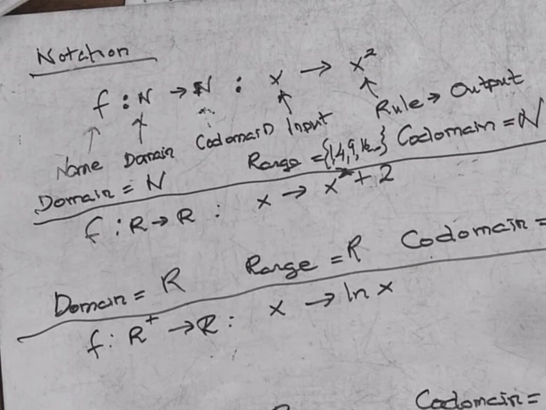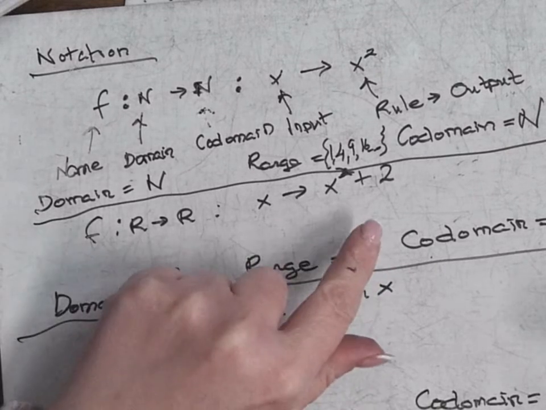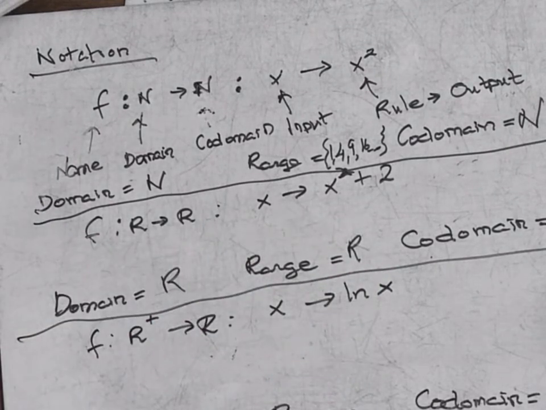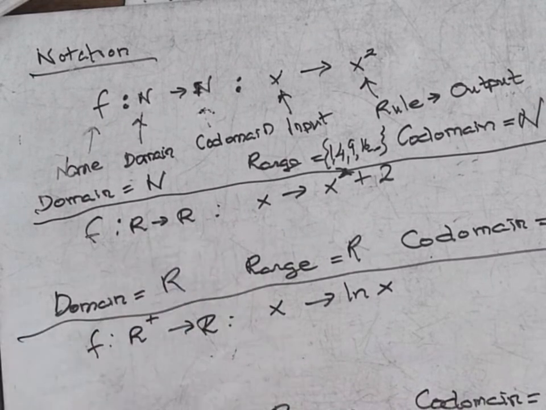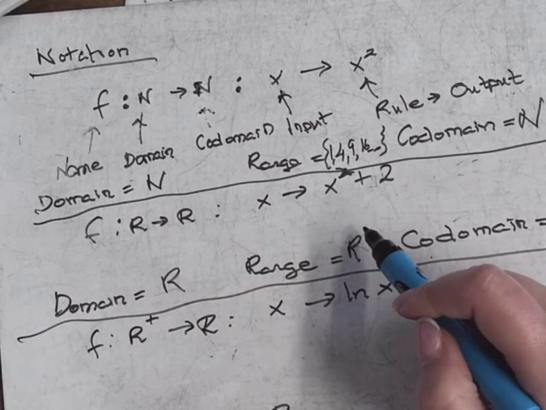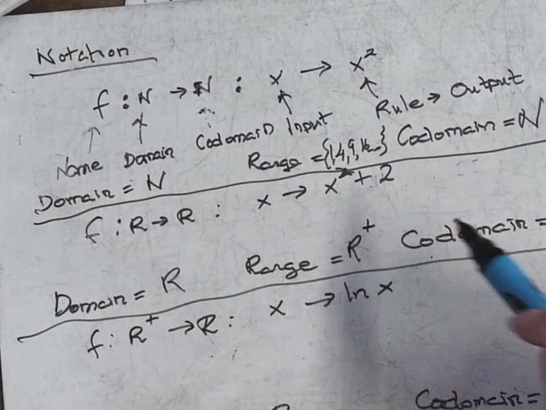Why would the codomain have minus numbers if it's squared? Oh, it actually wouldn't. You're right, that's a really good point. The actual range, this is where I made a mistake there.